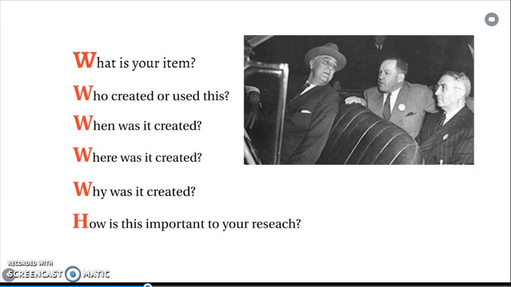For example, the picture on the right is a photograph. It was created by a reporter from the Omaha World Herald, and it was used in a newspaper article. It was taken in 1936 to depict the president's visit to Omaha. If my topic was the presidential history of Omaha, Nebraska, this photograph would be perfect.